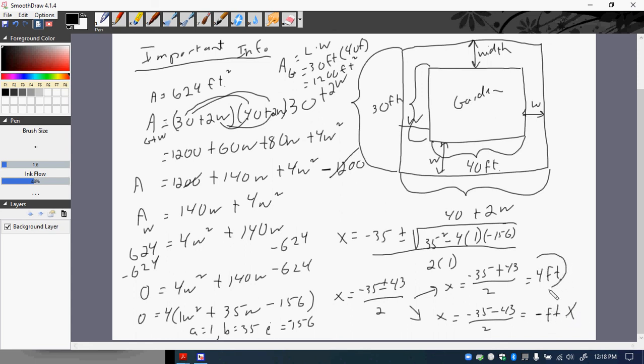So here is my answer: the width of the sidewalk will be 4 feet. So that's what I would have to frame it for. It will be 4 feet wide all the way around. And so here's an example of what you'd see maybe in the homework and on a quiz or a test.